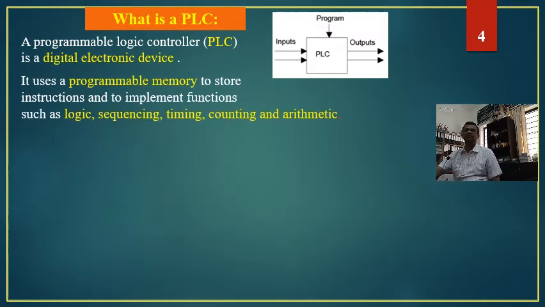Now a PLC uses a programmable memory as well in order to store instructions and to implement functions such as logic function, sequencing, timing, counting, and arithmetic. While talking about a personal computer also, we have seen that we need a processor over there: arithmetic logic unit, control unit, and memory unit. Together they are called a microprocessor. Apart from the microprocessor, it also requires a memory in which the data and instructions or programs could be stored.